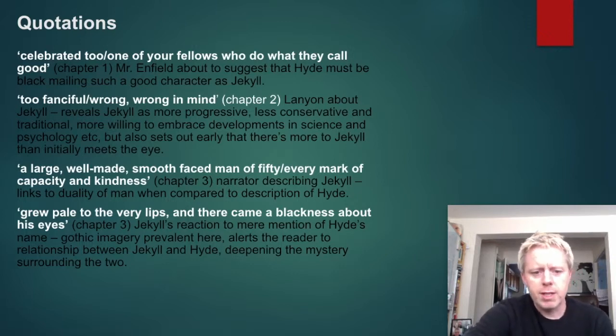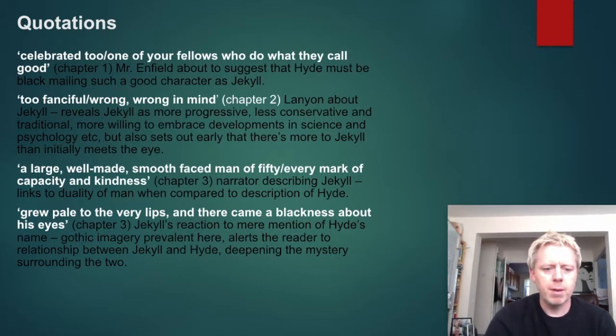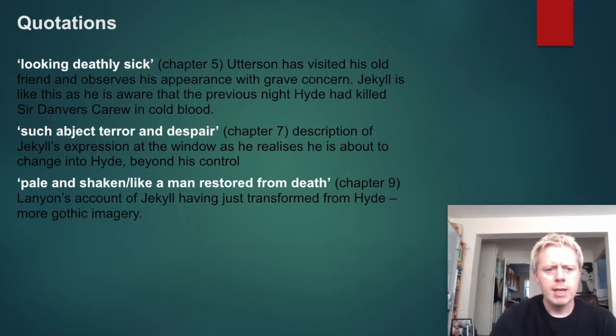So he approaches Jekyll, and he observes that when he mentions Hyde, this is Jekyll's response. So it's not exactly a positive sense that we get about their relationship. It's certainly something that's troubling Jekyll. Pale and blackness, very linked to Gothic imagery, which was very popular at the time.